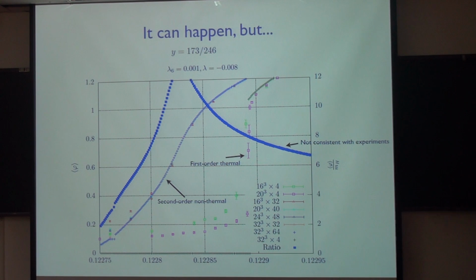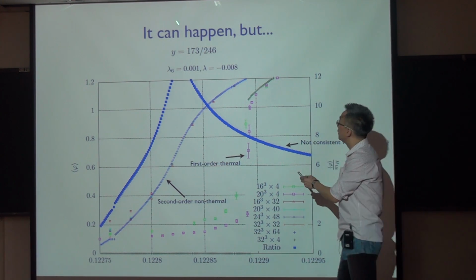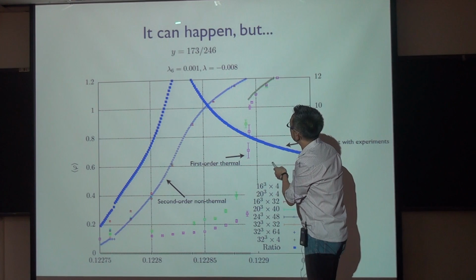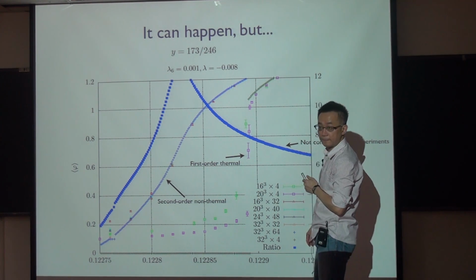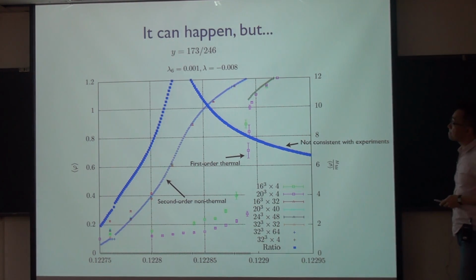Let me show you what we did, okay? So this is the choice of the bare parameters that we studied. This is the lambda 6, and this is the quartic coupling, and the Yukawa coupling is tuned this way.